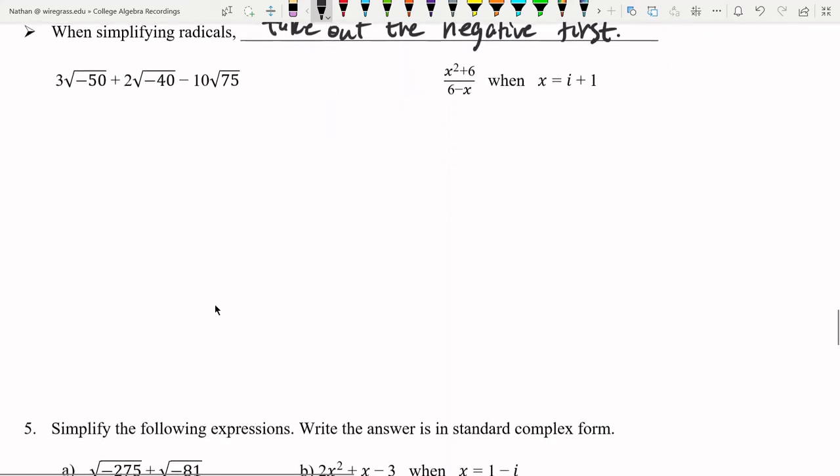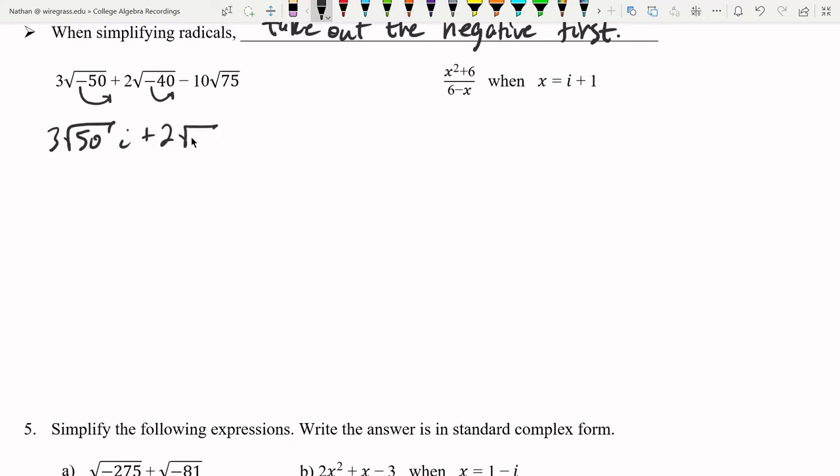Okay, let's give it a try with more complex problems. So we have square roots here. I'm going to first take out the i first. 3 root 50i plus 2 root 40i minus 10 root 75.